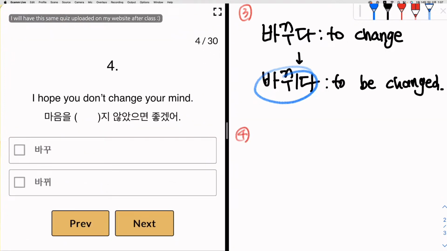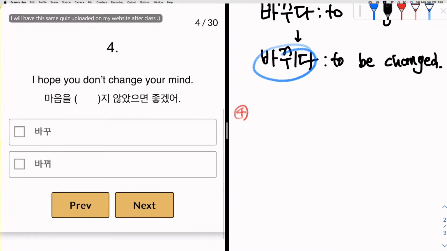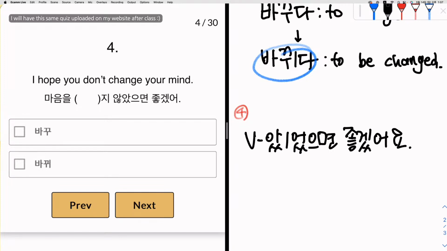다음에 let's move on to the first one. I hope you don't change your mind. So if you say verb 았/었으면 좋겠다. Verb 았/었으면 좋겠다 or 좋겠어요. It means I hope that the subject, whichever that is, subject, verb. I hope subject, verb, right?